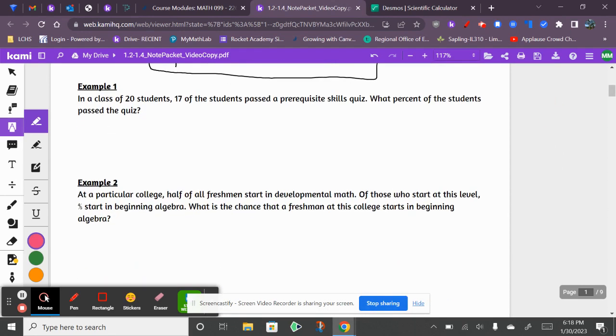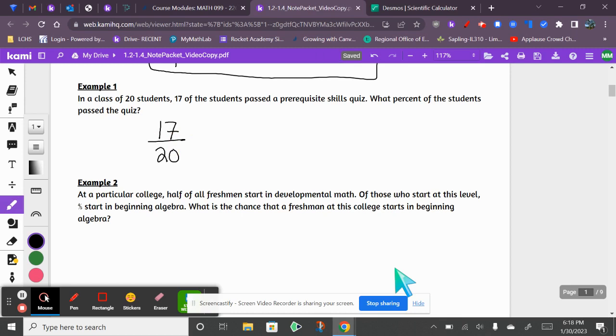Okay, example 1. Some of these are just some application questions and just getting us started on some word problems. This one says, in a class of 20 students, 17 of the students passed a prerequisite skills quiz. What percent of the students passed the quiz? So to find the percent that passed, we're going to take the amount that passed, or like the wanted, out of the overall total. And we're just going to divide. So that will help us figure out what it is as a percent.